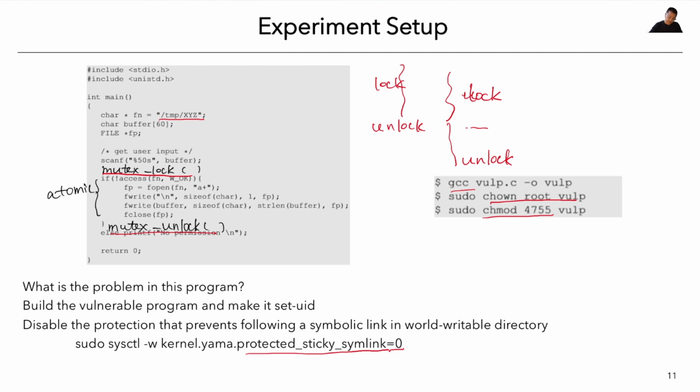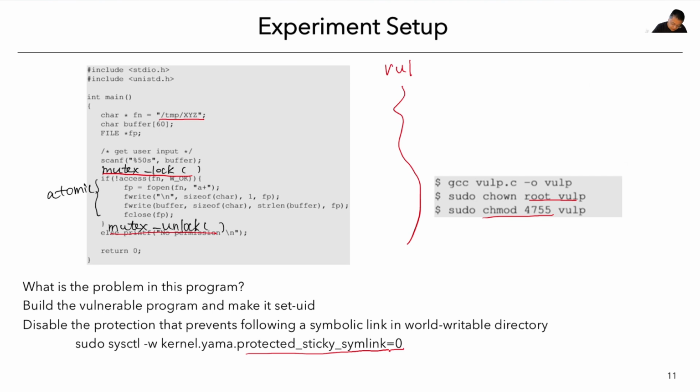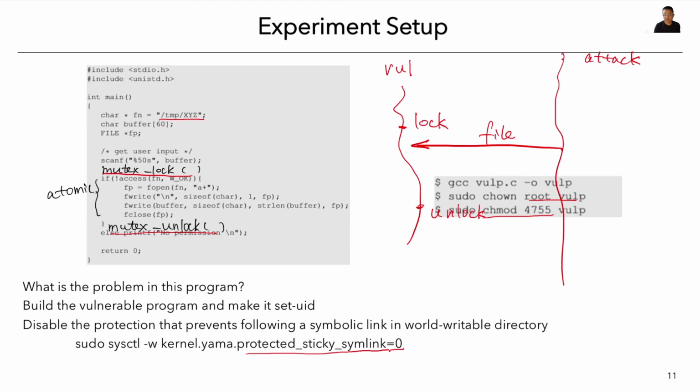But in our example, if we add the mutex lock in the source code, we have this vulnerable program which locks the mutex and does the unlock here. Then we have an attack program, but the attack program doesn't care about the lock inside the vulnerable program, right? So it can actually access the files. It can change the file, rewrite the file, unlink the file, or link the file to a different file, right? So the attacker, because it doesn't care about the lock, can still launch the attack.